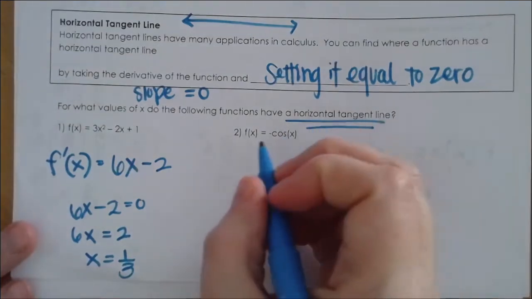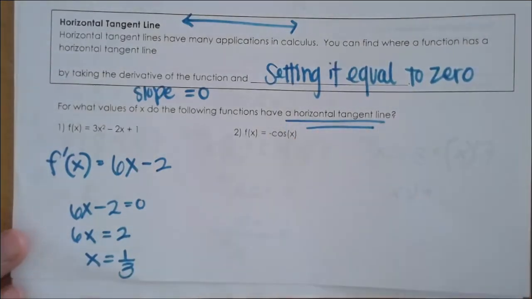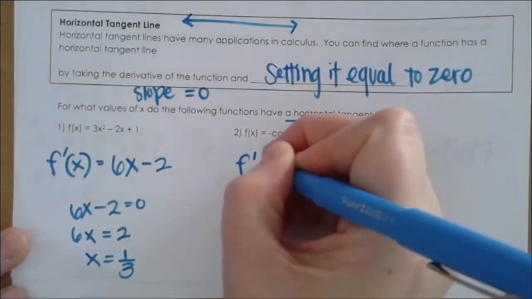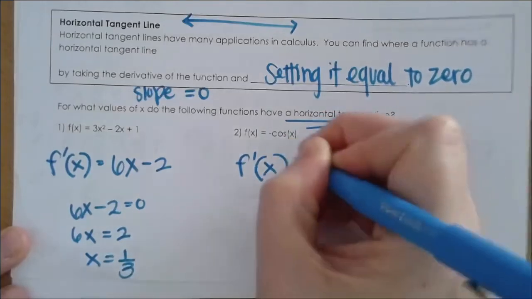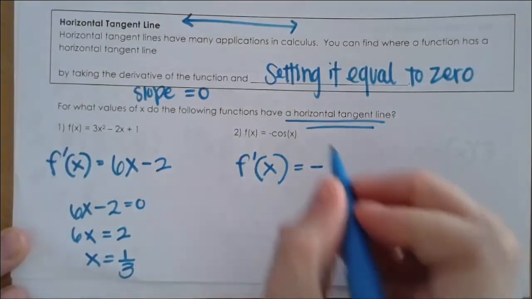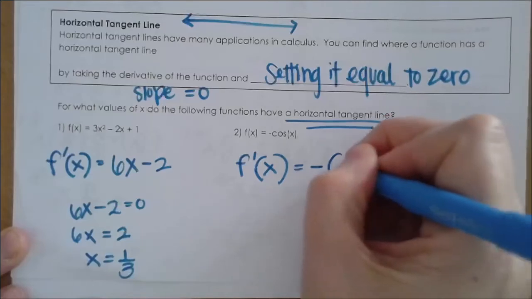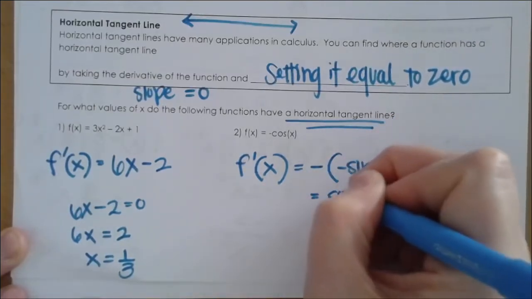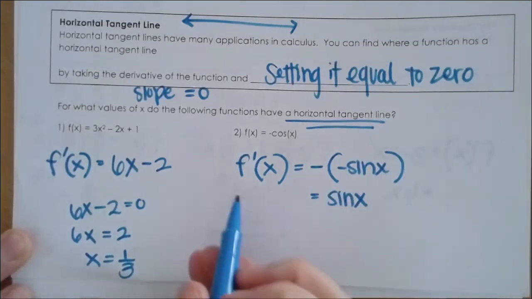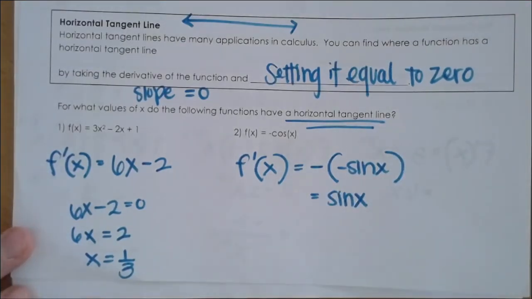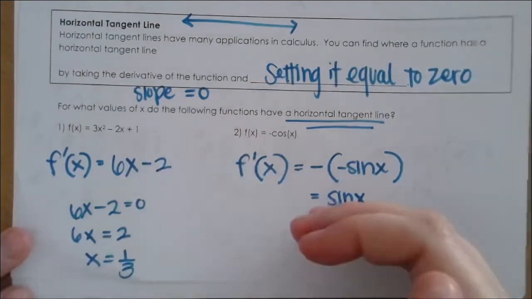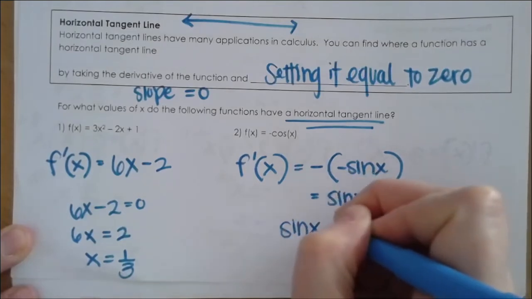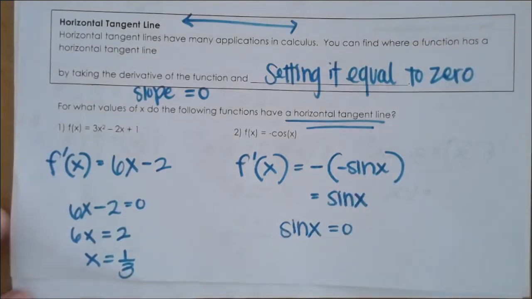Next up, we want to find out where negative cosine has horizontal tangents. So derivative of negative cosine. Well, we got to consider the negative. The derivative of cosine is negative sine. Negative and negative turns positive. So my derivative is actually positive sine. Where we have a horizontal tangent is where that slope, where that derivative, is equal to 0. So we say, okay, sine of x, where is that equal to 0?